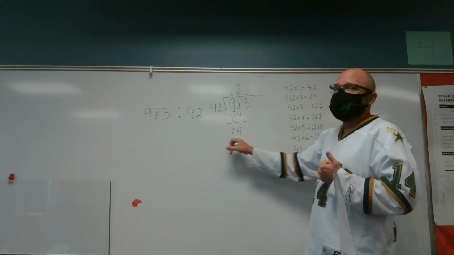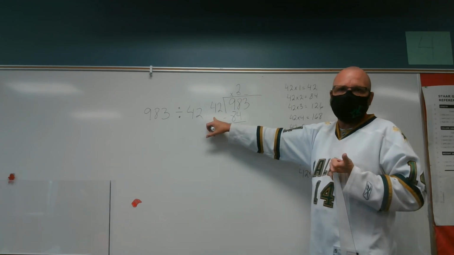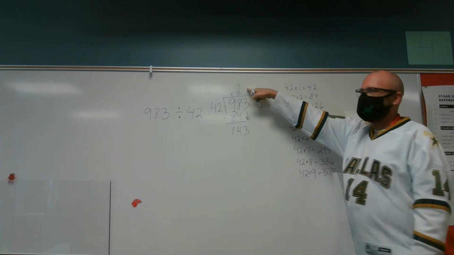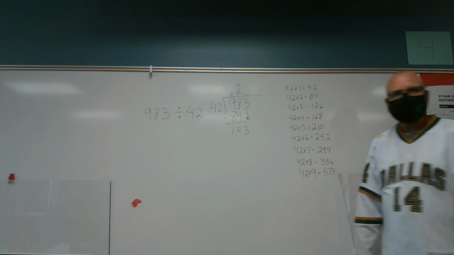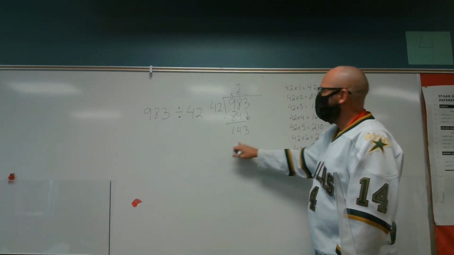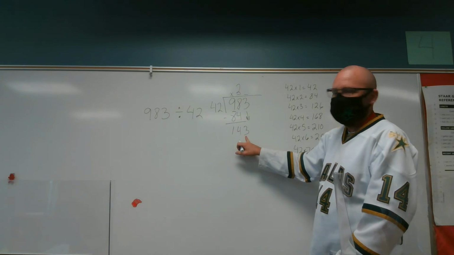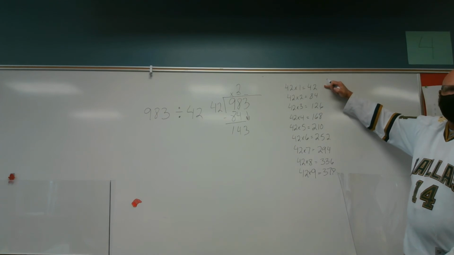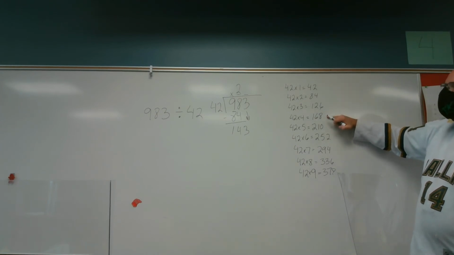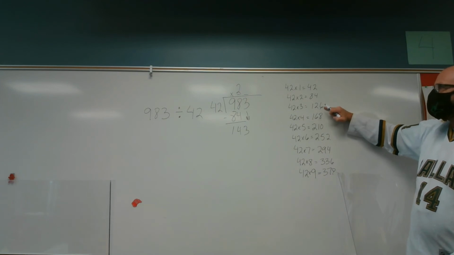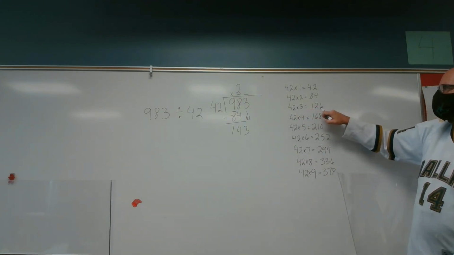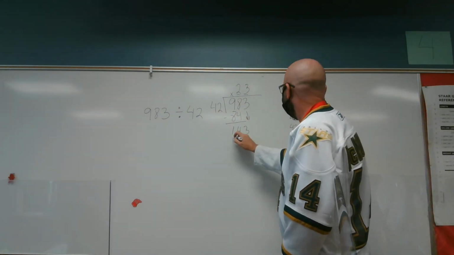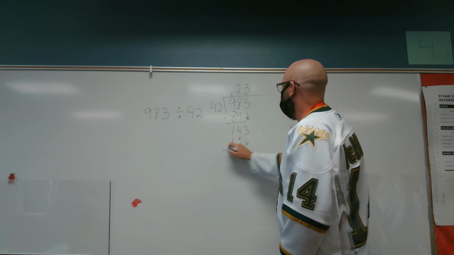And that's good because as long as when I subtract I get a number less than my divisor, I'm in good shape. Then I bring down my next number, because the next number in my quotient is going to be above that 3. So now I need to take 42 into 143. So I go back over here to my multiples until I get as close to 143 as I can get without going over. Oh no, 168 is too big. So it must be 42 times 3, which equals 126.